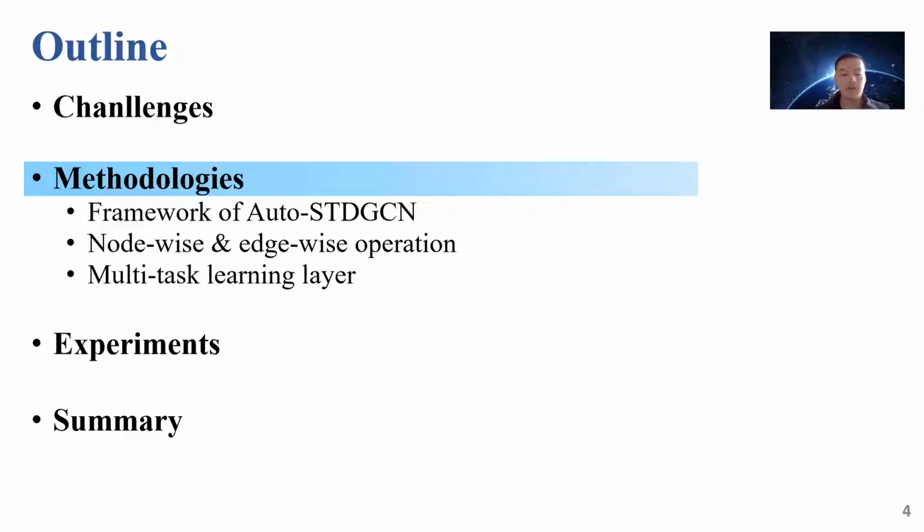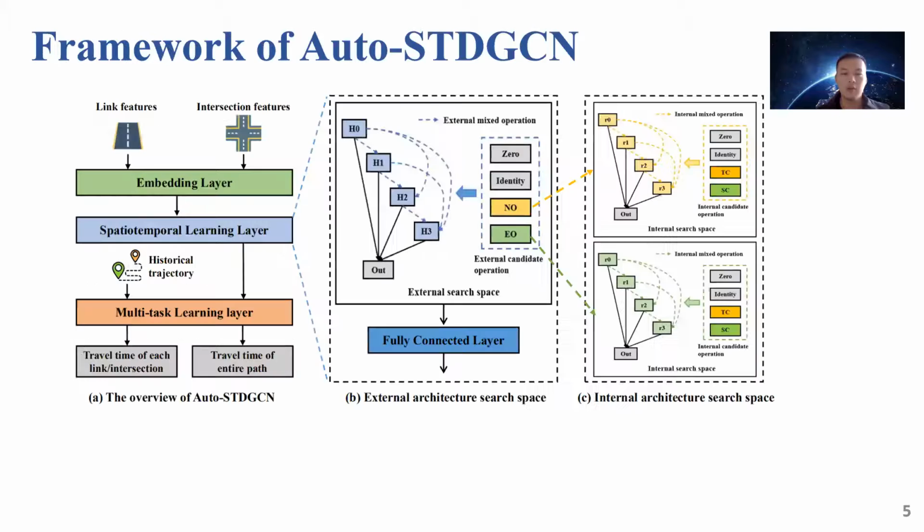Second, let's see the second section, methodologies. First, let's see the framework of our model, Auto-STDGCN. At the top of our model is the embedding layer, whose function is to map the original features of links and intersections to high-dimensional space. After the embedding layer is the most important part, the spatial temporal learning layer.